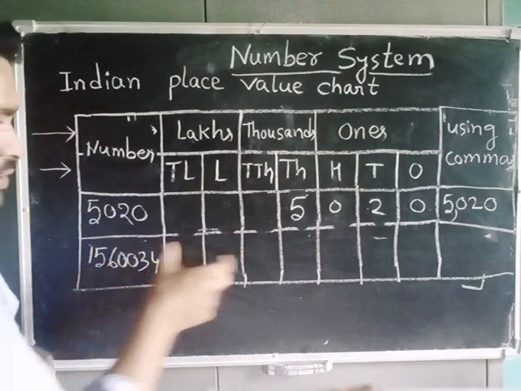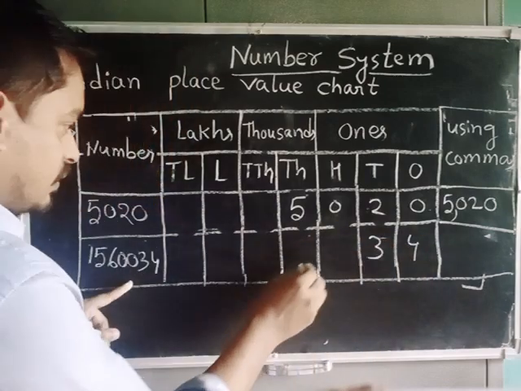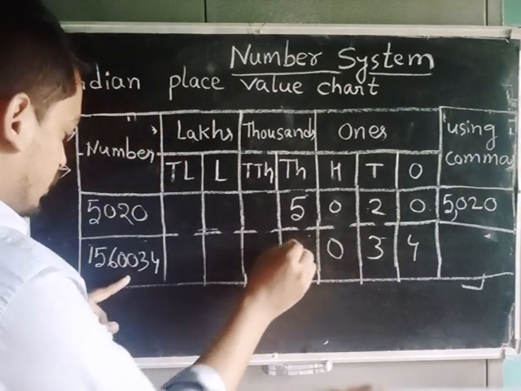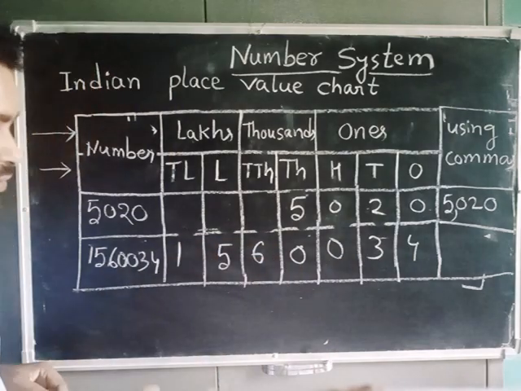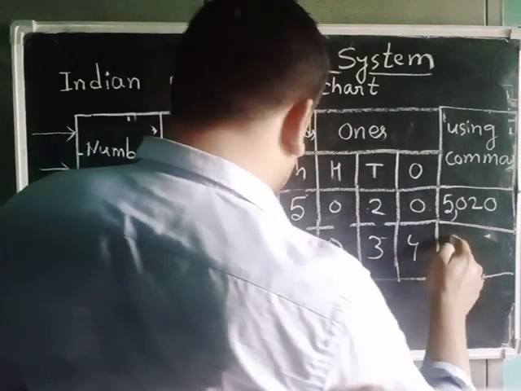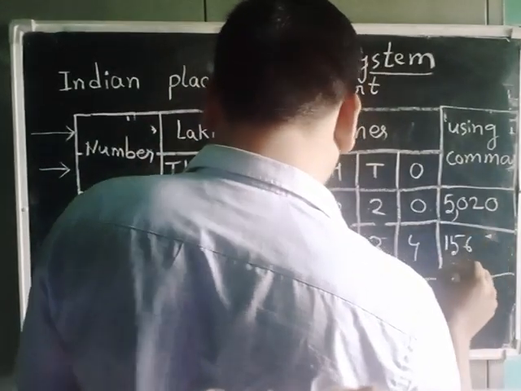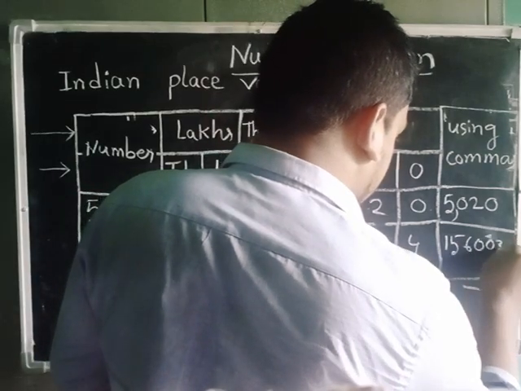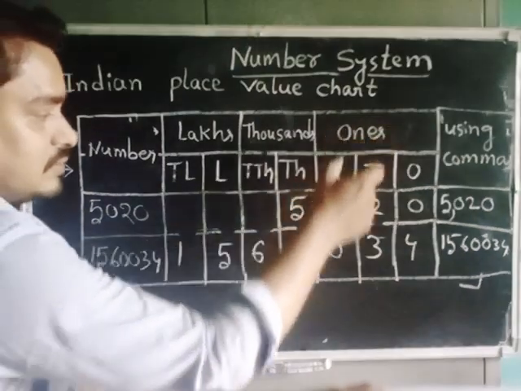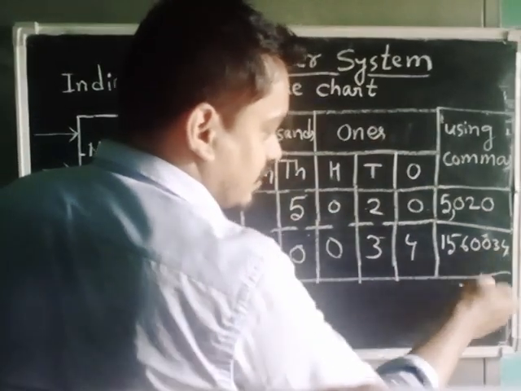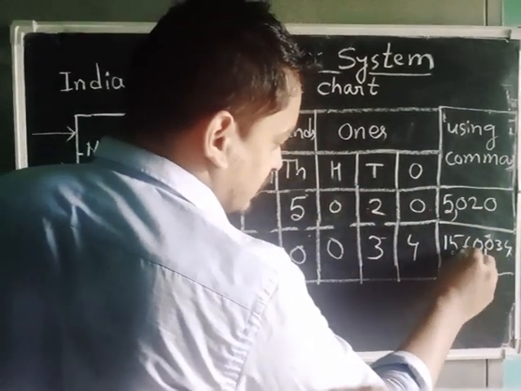So let me write this one in place value chart. So from the last you have to write 4, 3, 0, 0, 6, 5, 1. Okay, you have to write this number in box 1, 5, 6, 0, 0, 3, 4. Now you have to use the comma. So after ones you see 3 digit is there, so after 3 digit there will be a comma, then after 2 digit, so you see after 2 digit there will be comma.